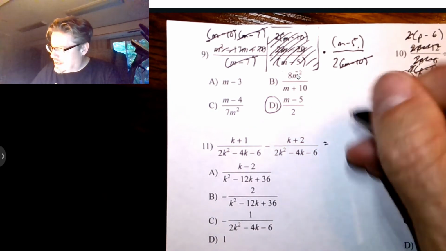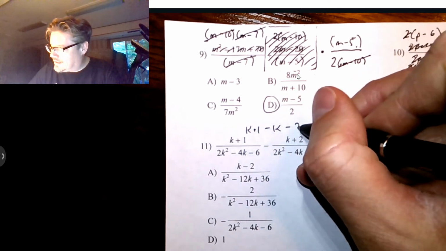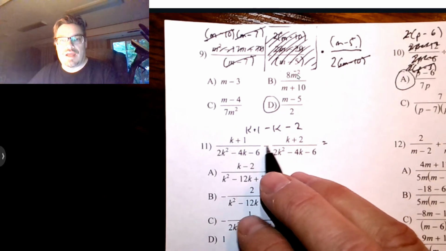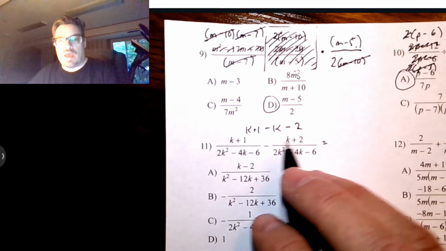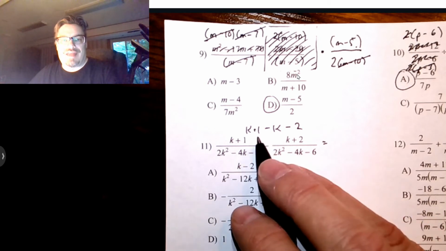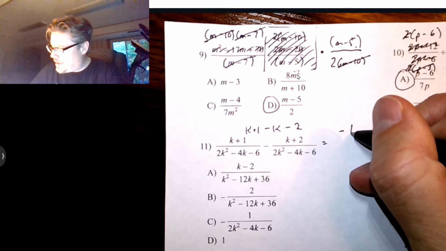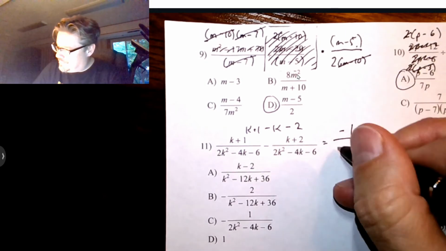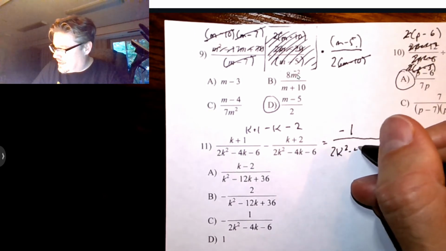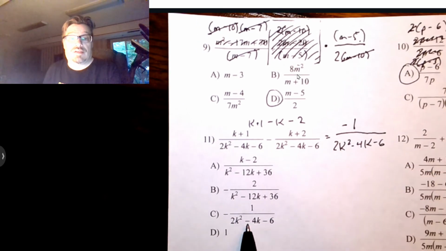This then is k plus 1 minus k minus 2. So notice that this negative sign does distribute to both of them, and now they are all over this large term here. The k's end up being canceled out. That leaves us with a negative 1. So negative 1, and that brings us, well, over 2k minus 4k minus 6. We don't even need to factor it because you just have a negative 1 in the numerator. That's it. That's all you got. So here is your answer.